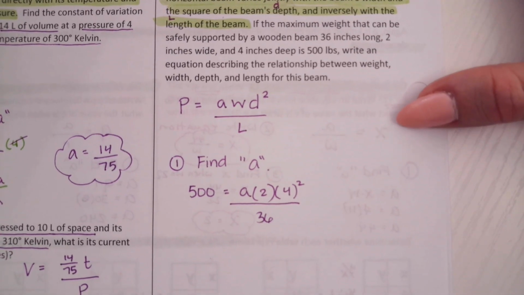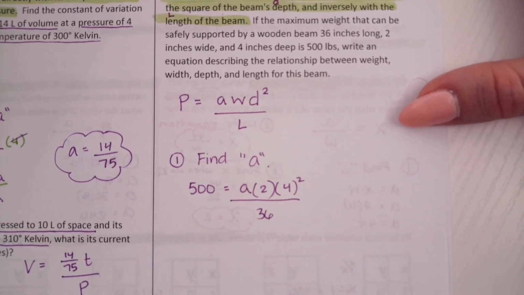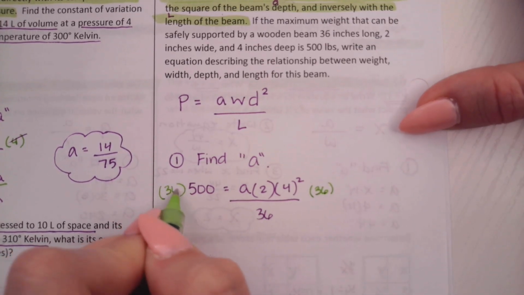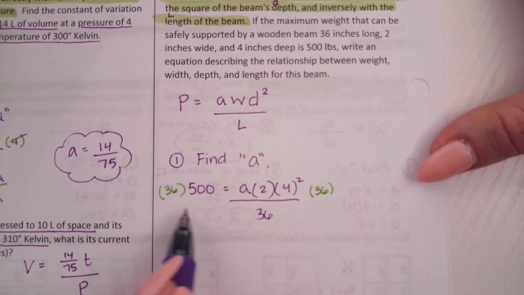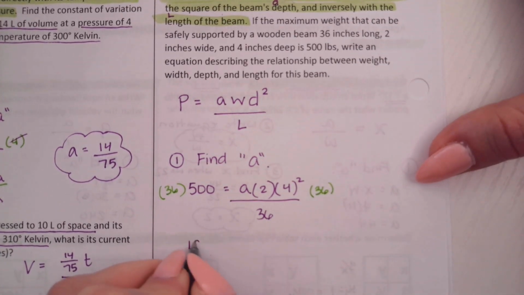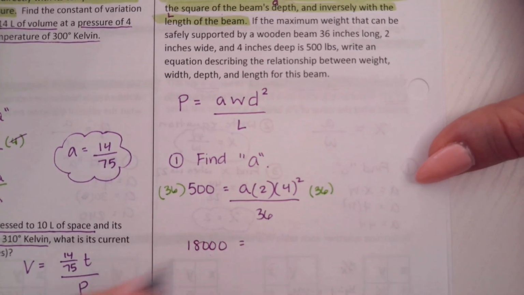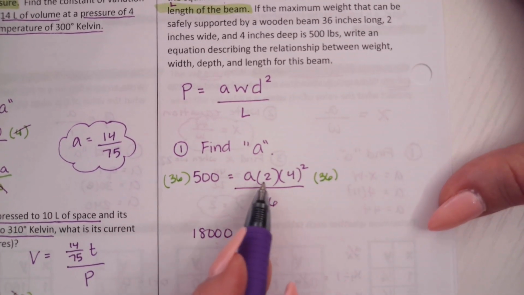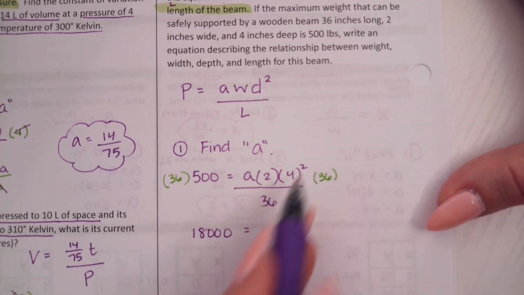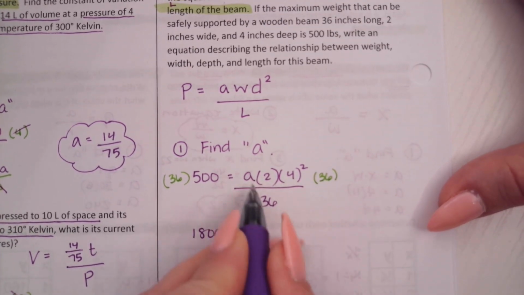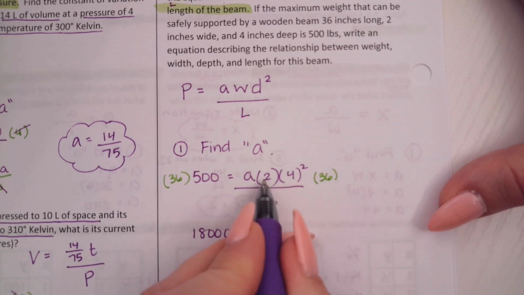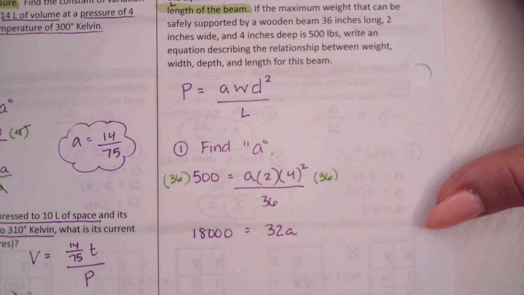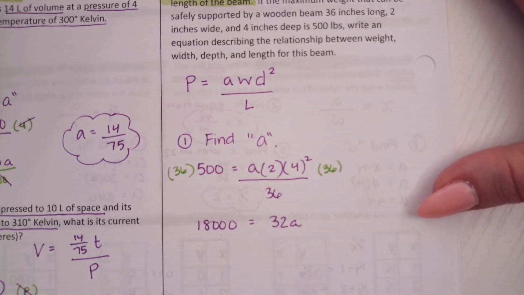All right, getting this one cleaned up. I'm going to start by just multiplying by 36 to get rid of that fraction. 36 times 500 would be 18,000. 36 times 5, and then 2 more zeros. And then on this side, we'll have A times 2 times 16. So 16 times 2 would be 32. So 32A. And then we'll divide by 32.